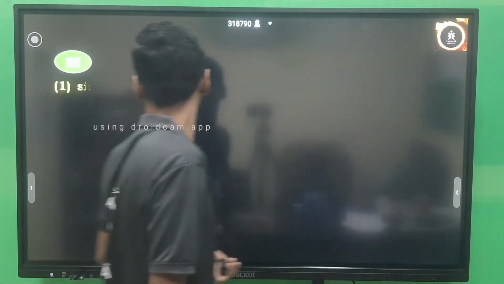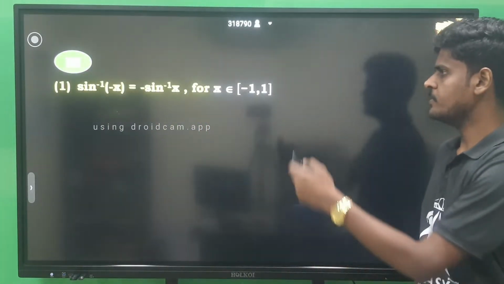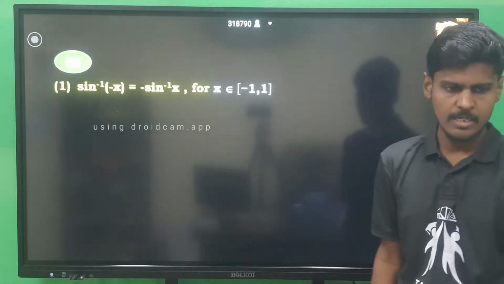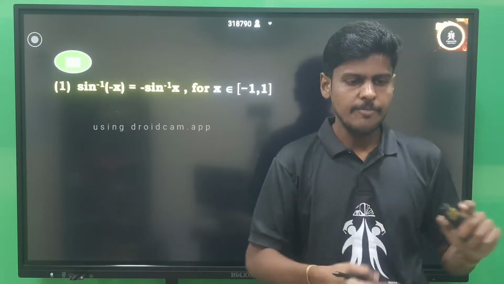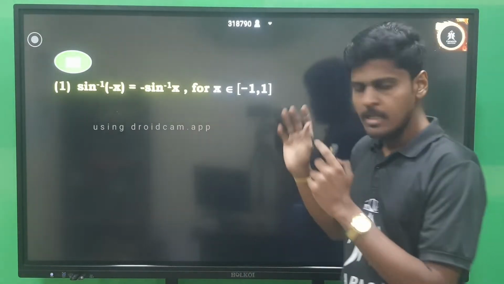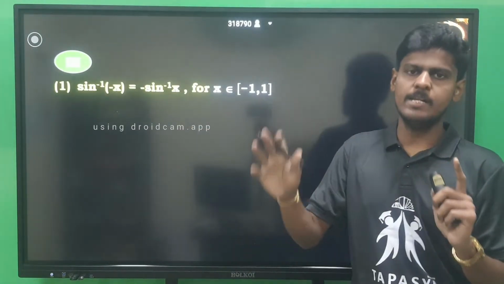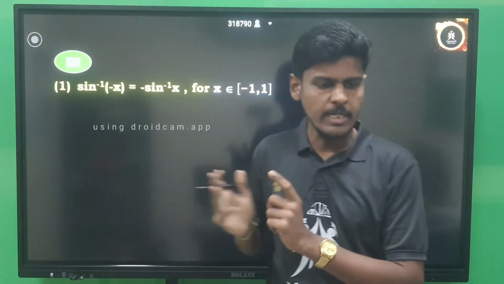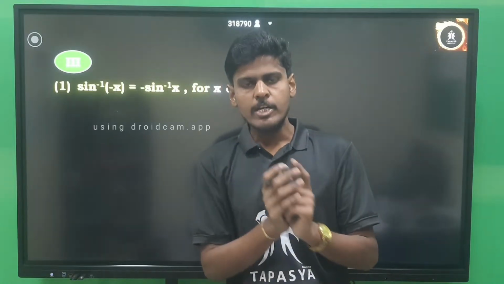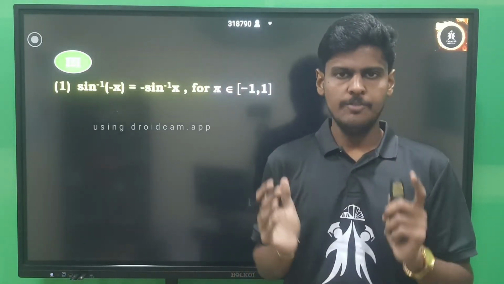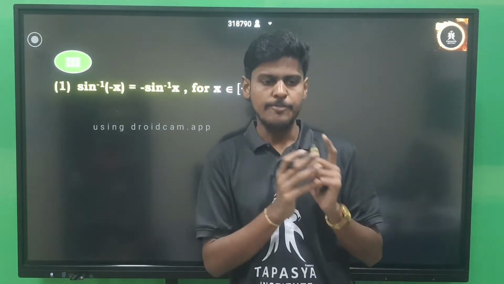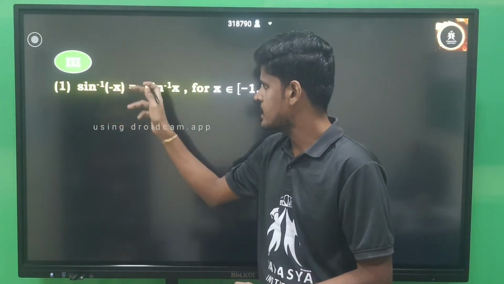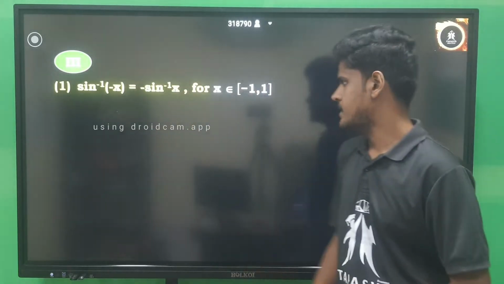Next one, third property, sine inverse of minus x equal to minus sine inverse of x. Remember, when we drew the graph, one observation we made is that the sine inverse graph is symmetrical about the origin. What does that mean? Whenever a graph is symmetrical about the origin, it is an odd function. What is the property of an odd function, students? An odd function is defined as f of minus x equal to minus f of x. That means sine inverse of minus x equal to minus sine inverse of x.